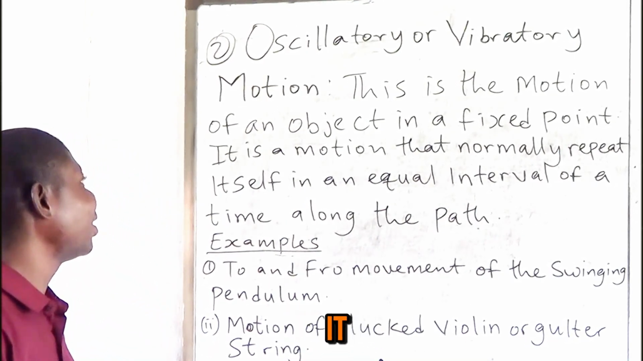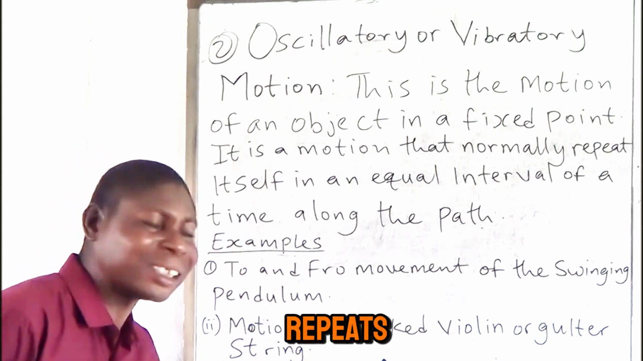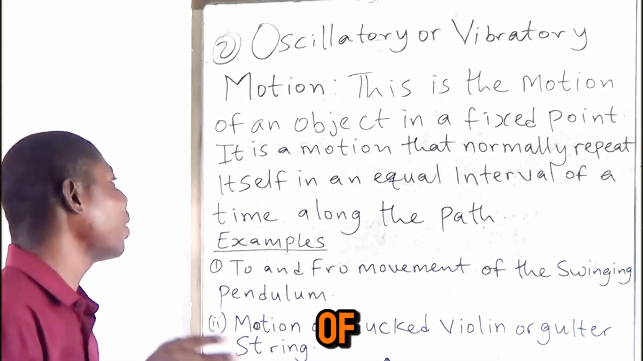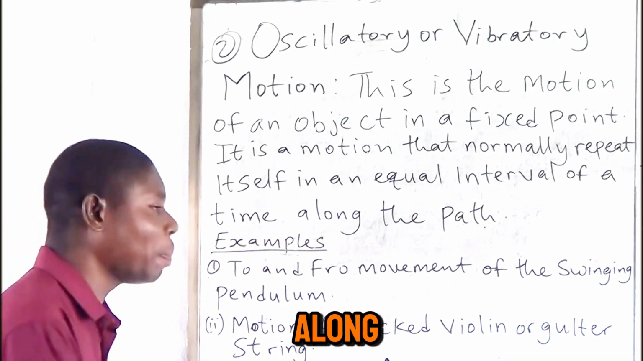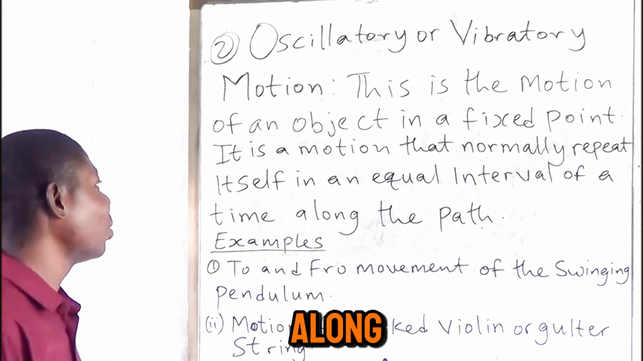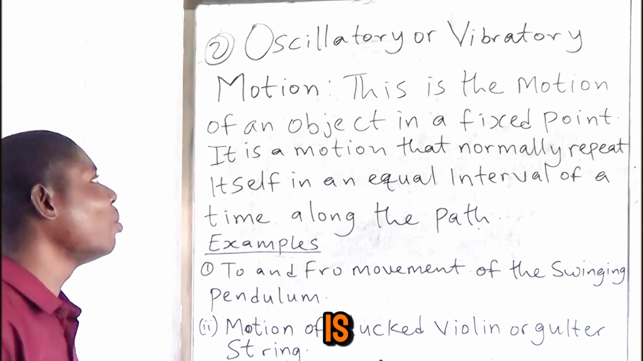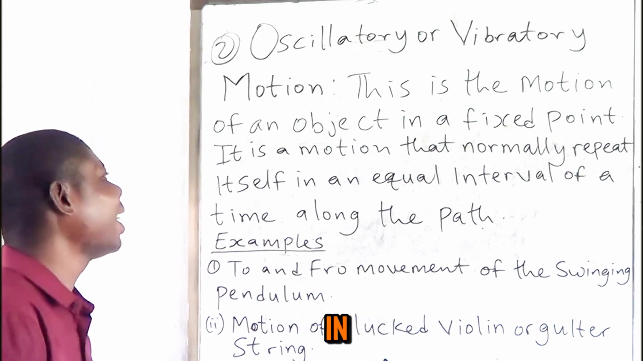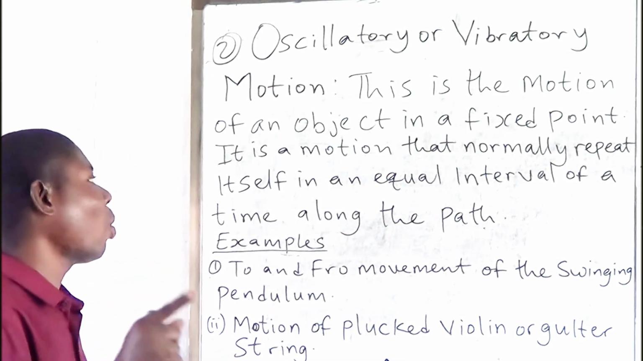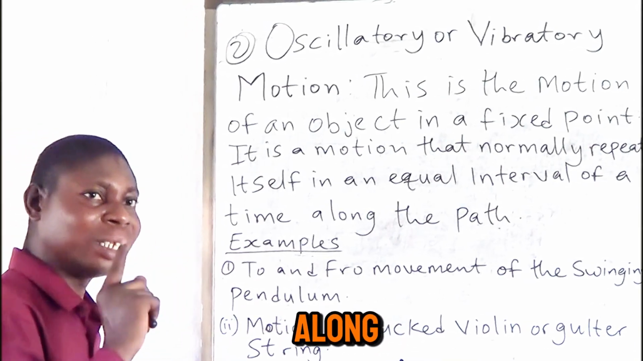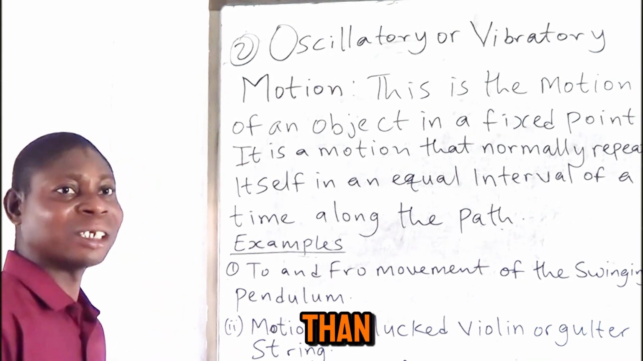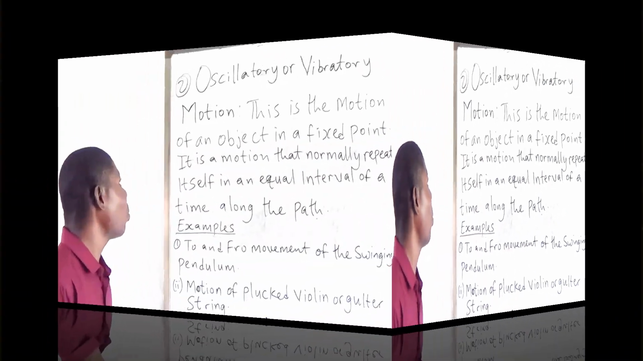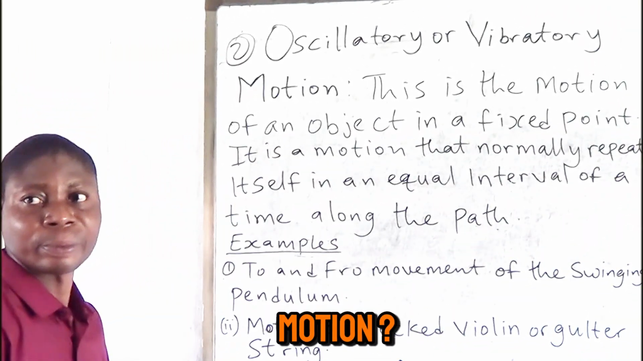It is a motion that normally repeats itself in an equal interval of time along the path. And that is what we call oscillatory or vibratory motion. Now, what is oscillatory or vibratory motion?